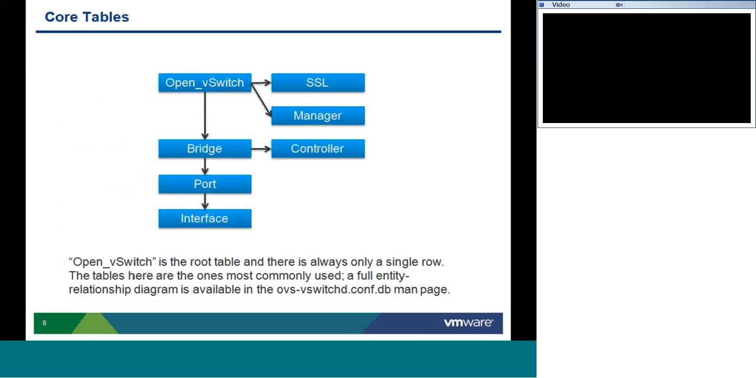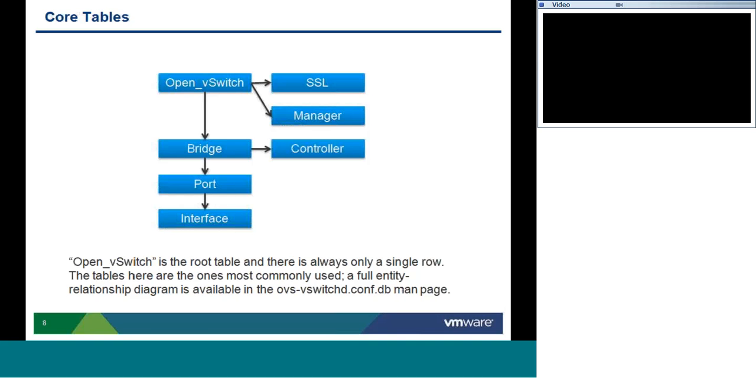There are quite a few tables that we use, but these are the most important ones. You have the Open vSwitch table, which is the root. There's just one entry in that, and it points to the bridge table, which has a set of bridges. If you have a BR0 and a BR1, those would all be rows in the bridge table. And if you had ETH0 attached to BR0, then it would have a reference to the port table. And then ETH0 would have a reference to ETH0 in the interface table.